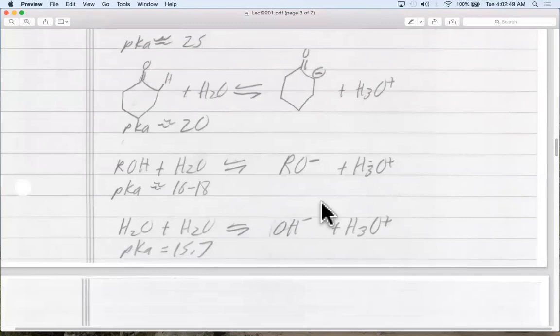So what we can say about that hydrogen is it's less acidic than alcohol and water, but more acidic than normal carbons or normal carbon-hydrogen bonds.